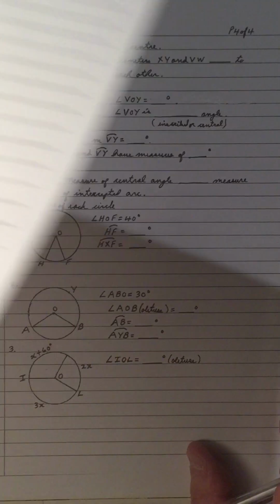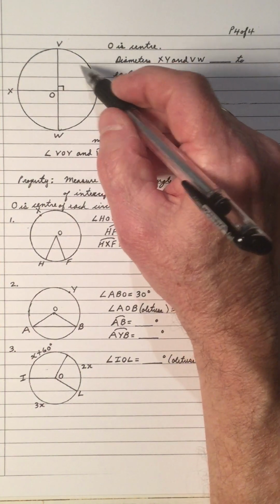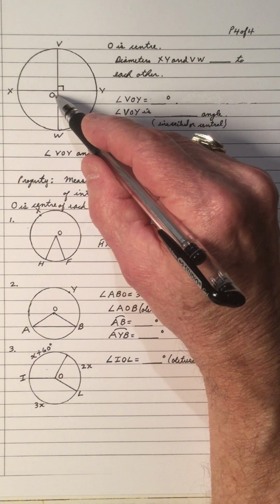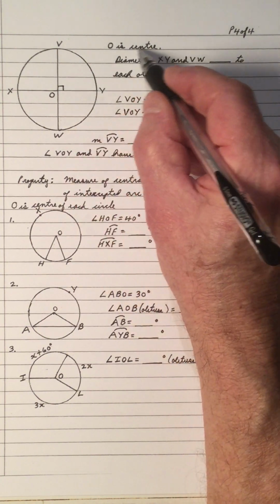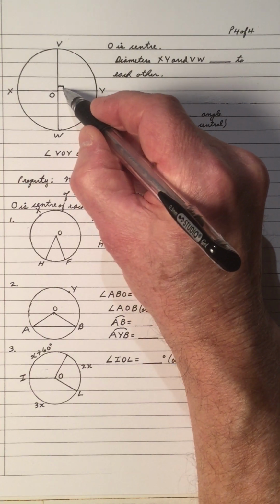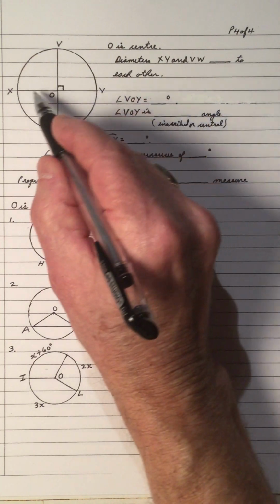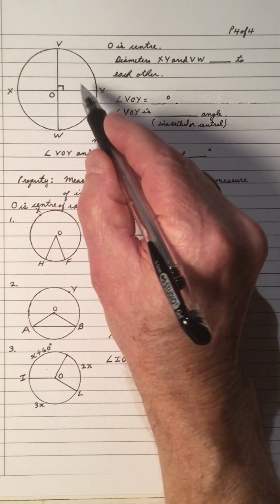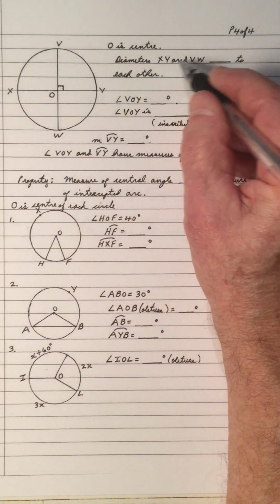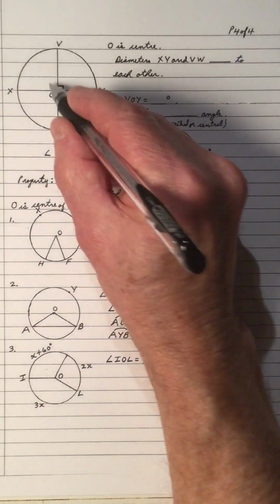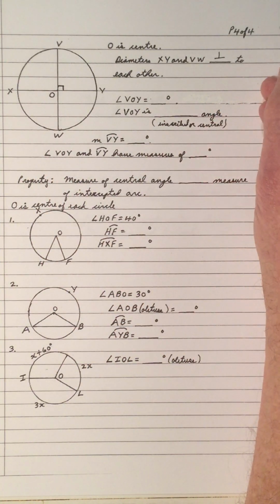Okay, let's continue. We have another diagram, and in this diagram O is the center, and notice that O is marked as the center. This is perpendicular here. The diameter is a chord going through the center. So the diameters are perpendicular to each other.